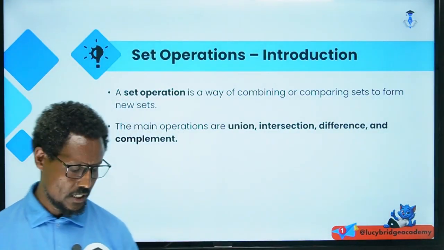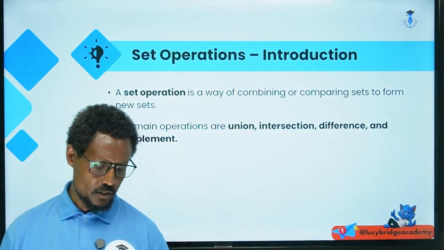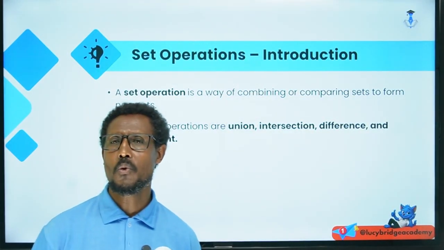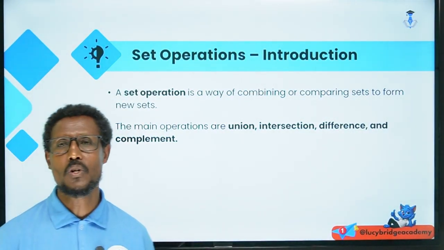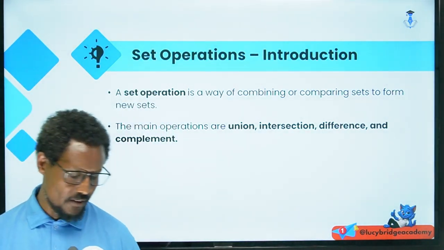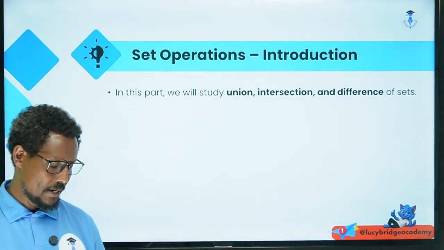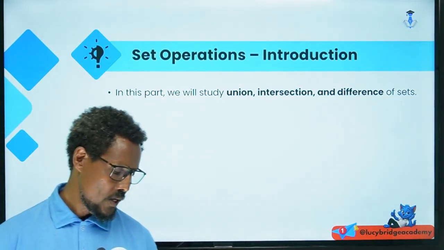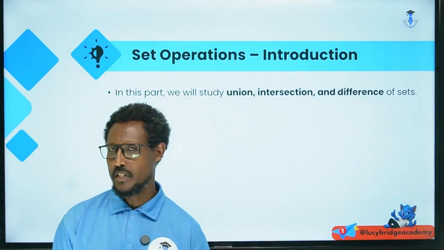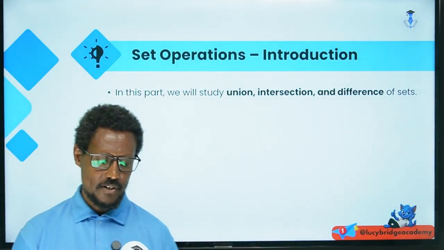Set operations. Okay, a set operation is a way of combining or comparing sets to form a new set. Yes, by comparing two or more sets, we can form another set. This is called operation of sets. The main operations are union, intersection, difference, and complement. There are others too. Now we will study union, intersection, and difference of sets. For today, we will look at these: union, intersection, and difference of sets.